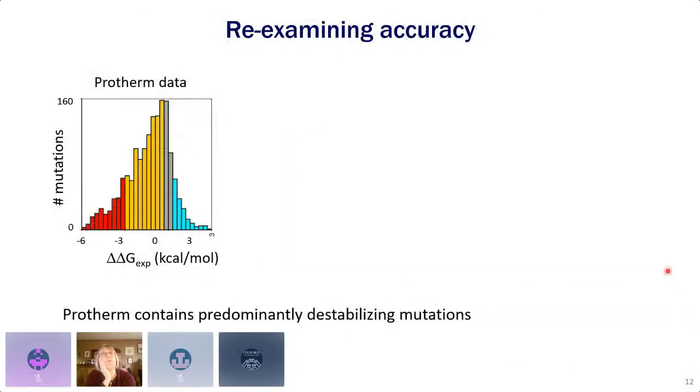So what's going on? Why are these mutations behaving this way? I'm going to re-examine what goes on with accuracy to give you some context. We were using Protherm data, a curated database of stability of experimentally characterized mutations. And what you can see here is that there's only a small proportion of mutations that are stabilizing.